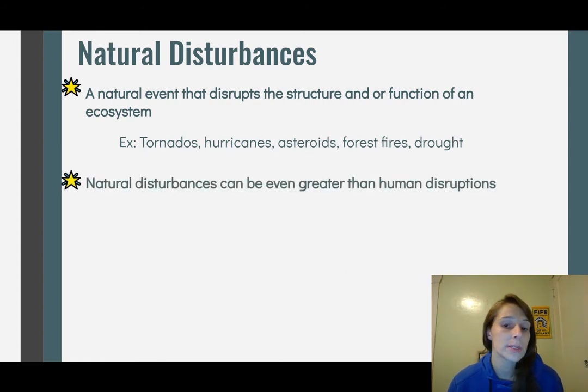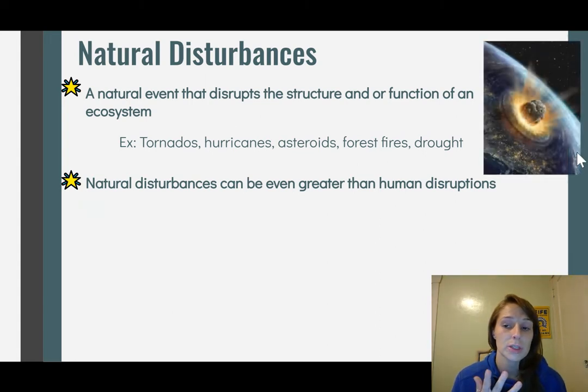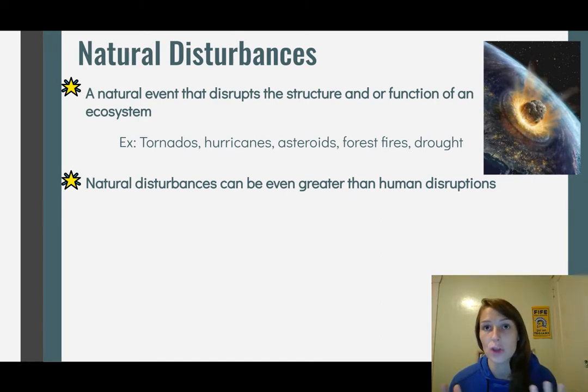And natural disturbances can actually have the ability to be greater than human disruptions. So if we think about the example that I just mentioned with the asteroid that took out the dinosaurs, along with millions of other species, that one is going to have a much greater disruption than any human disruption that has happened thus far. So they can be pretty extreme, not all the time, but they do have the power to be very impactful.